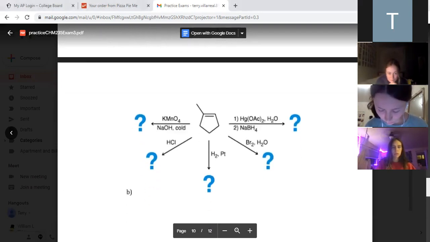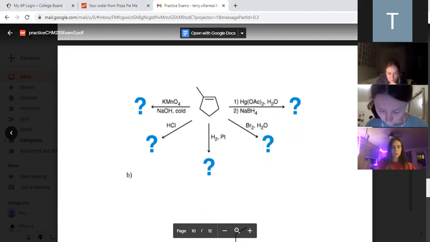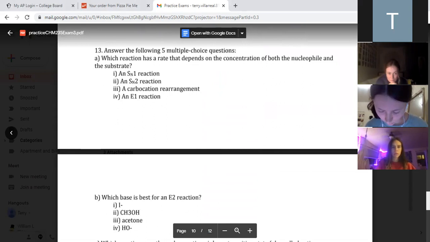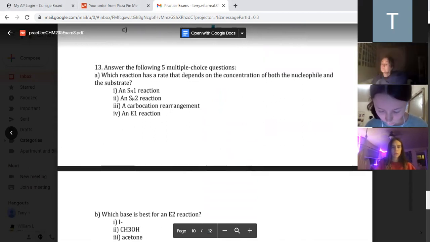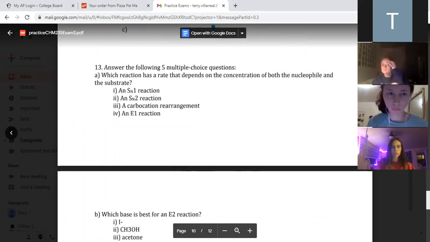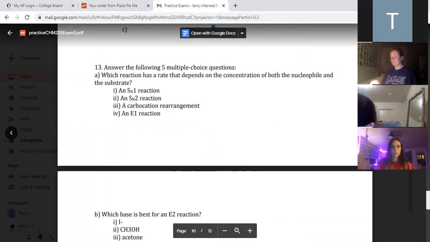All right, so these are the reaction trees, but we'll come back to these. Let's look at the multiple choice because I think these ones are a little bit more helpful. Which reaction has a rate that depends on the concentration of both the nucleophile and the substrate? Which of those answers looks to be correct? SN2, right?